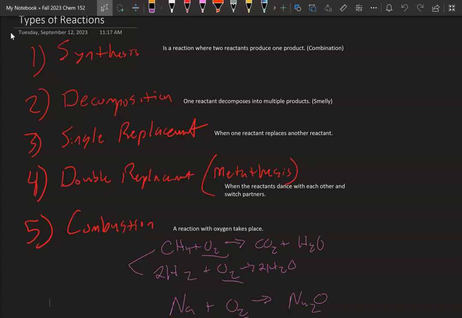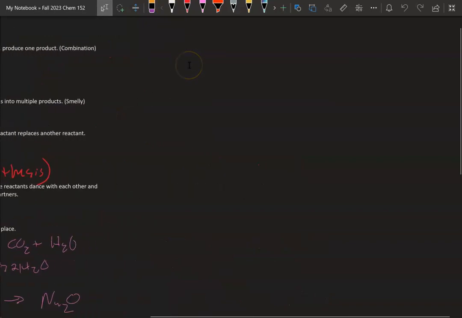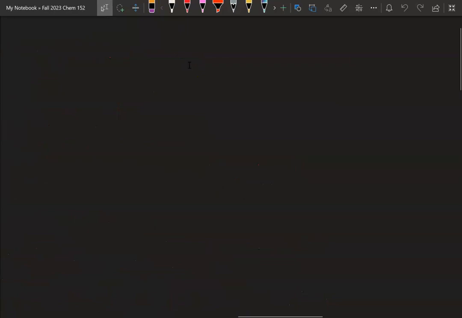The first one is synthesis, and you can see on the right that I've typed out what it is. It's a reaction where 2 reactants will produce one product. Another way it can be described is as a combination. Synthesis reactions can involve many different things, but I'm just going to show you a couple of examples to give you an idea.